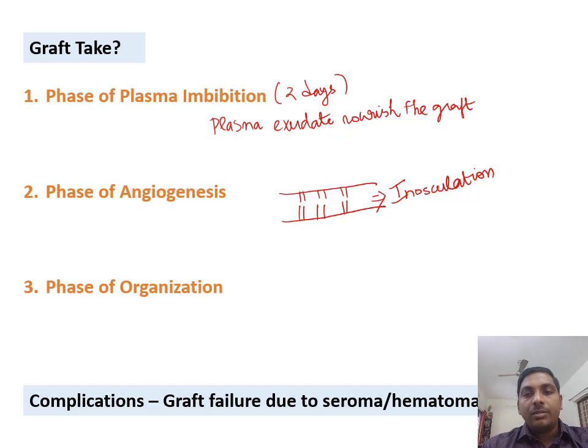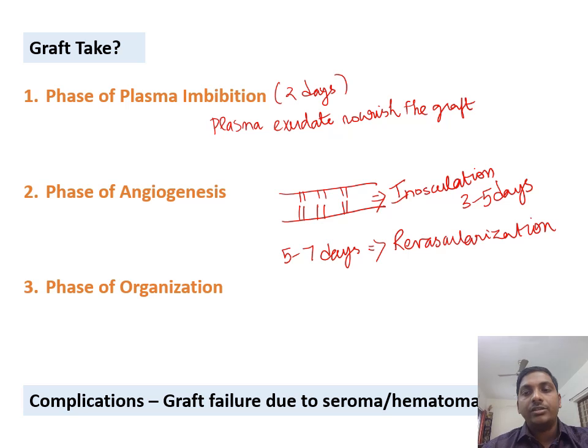This takes place up to 3 to 5 days, and between 5 to 7 days they will get revascularized. So the graft gets the complete blood supply from the granulation tissue at the end of 7 days.